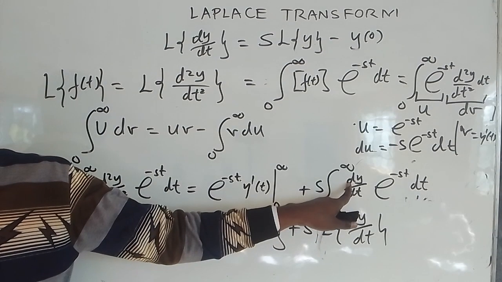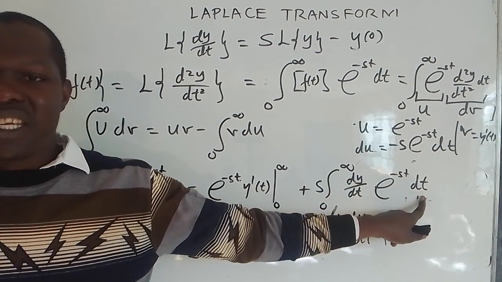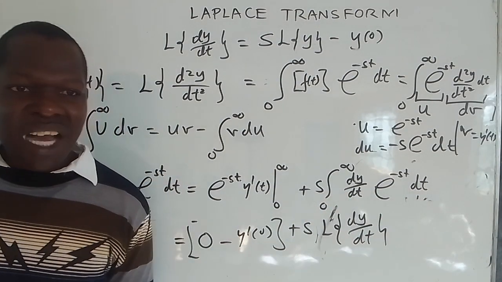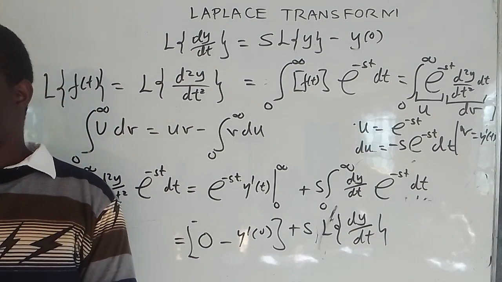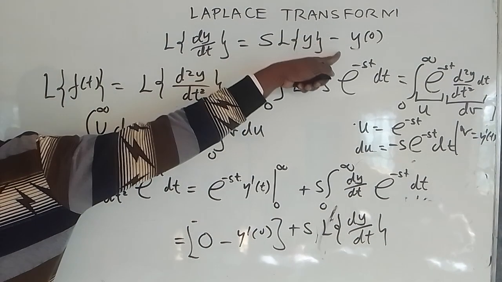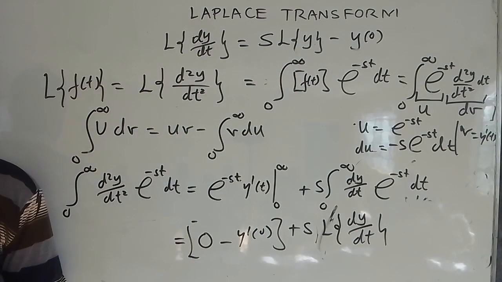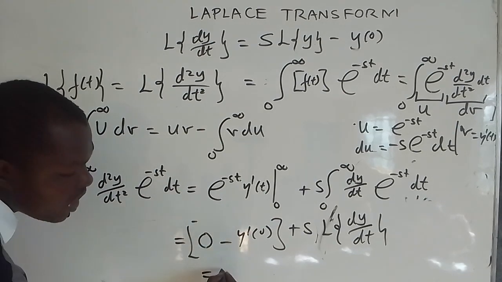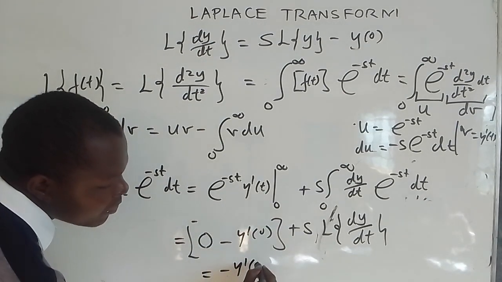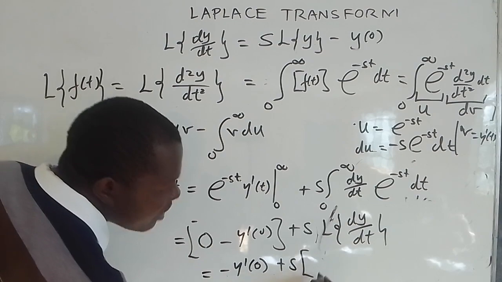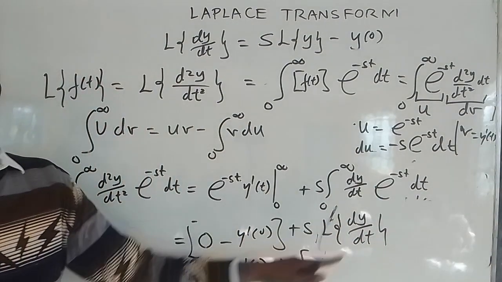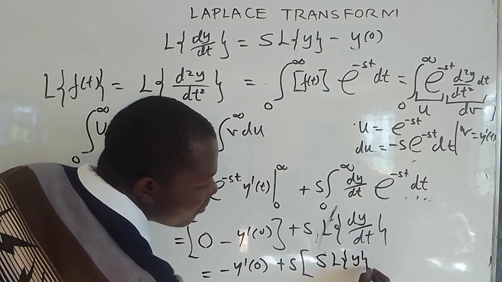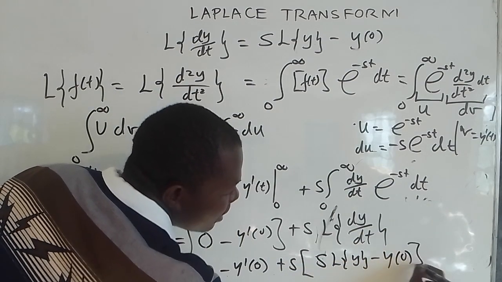Because if you put f of t, yes, you will have f of t exponential negative st dt. So that is the Laplace transform of f of t, and our f of t is dy over dt, isn't it? So that one we've already found, so we just substitute it, okay? So what do we have here? Here we now have 0 minus this, we just remain with negative y prime of 0, isn't it? Plus s, in bracket you put the Laplace transform of dy over dt, which we found was s times the Laplace transform of y minus y of 0.